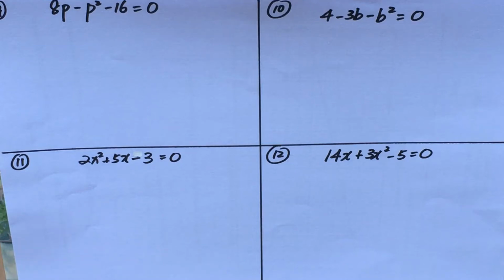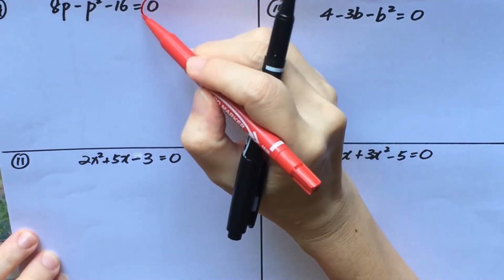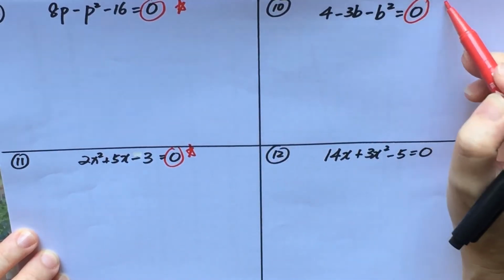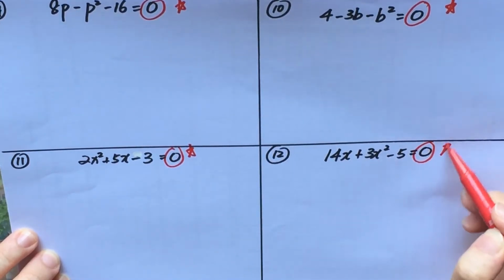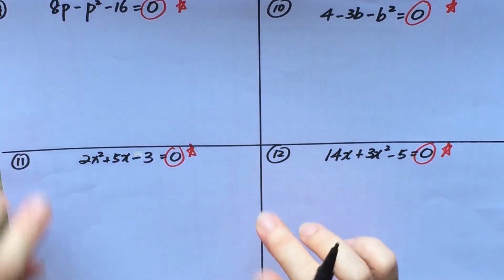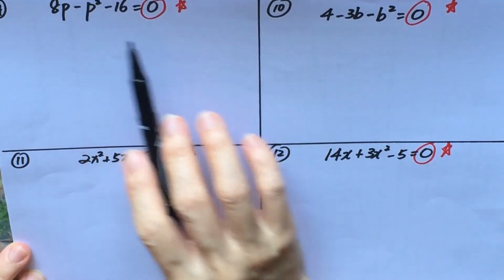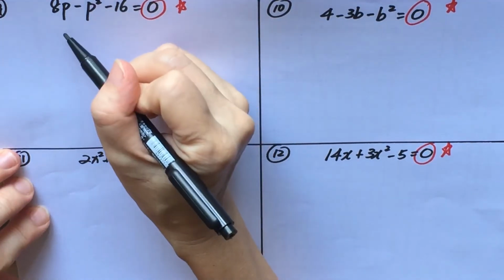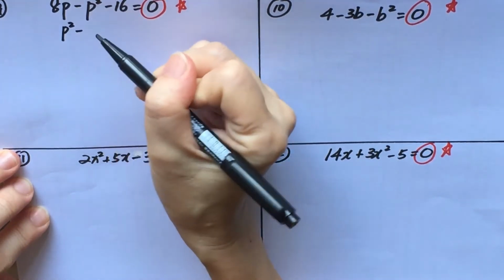Okay, next 4 questions, 9, 10, 11, 12. You can see that in all the questions, one side is 0 already. So what we need to do is just to factorize the other side. Okay, look at the questions. They are not really arranged in descending order of the variable. So we'll prefer to rearrange it.